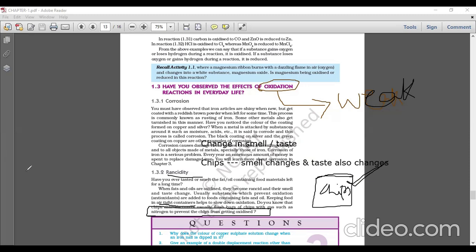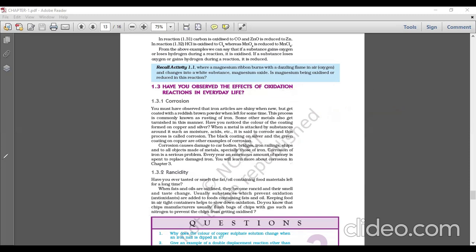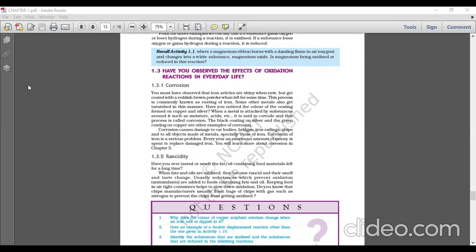So, very important topic. How to protect the oily food items? One is storing them in tight containers, and also by filling them with nitrogen gas. Why? To prevent them from reacting with oxygen and getting oxidized. So this is all about rancidity.